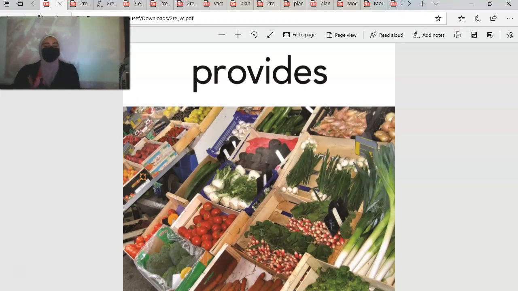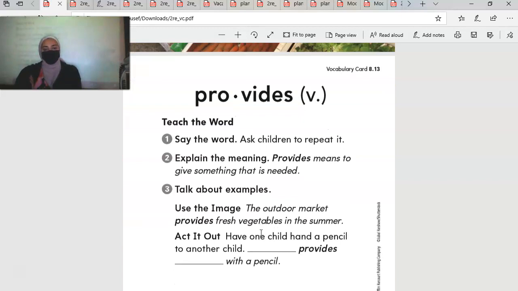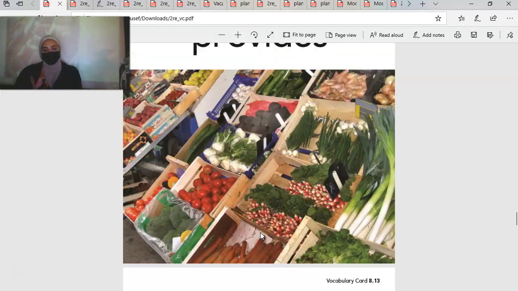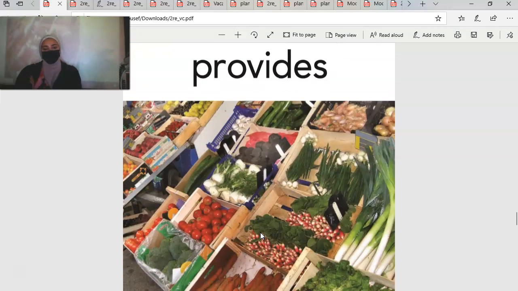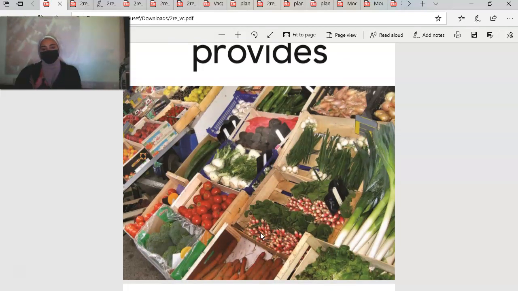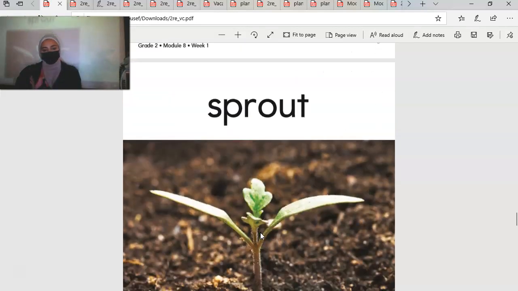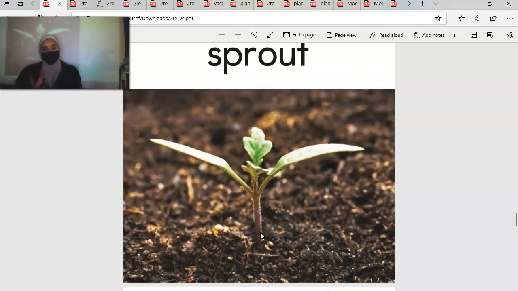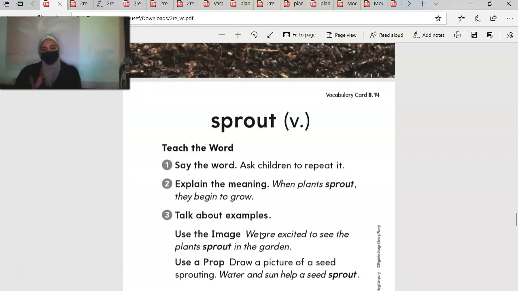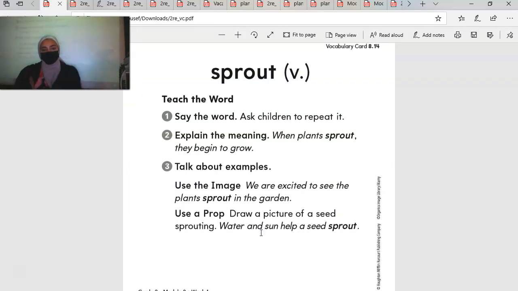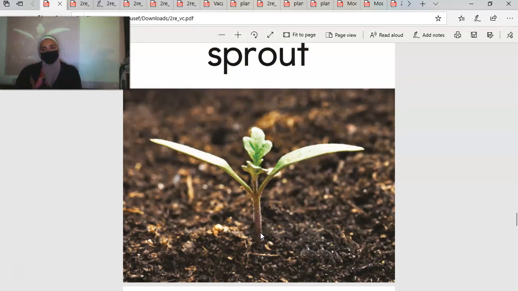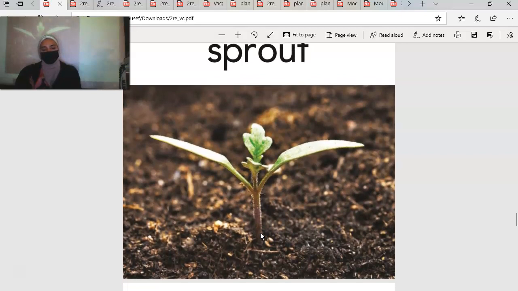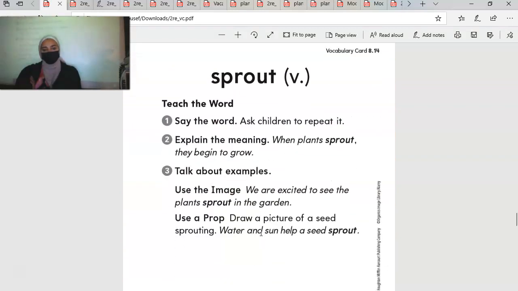Okay, provides is the next one. In this picture, the outdoor market provides fresh vegetables in the summer. So to provide means to give something that is needed. So people need these vegetables, right? So they provide them with the vegetables, things that they need. Sprout. Oh, look, the little plant has sprouted out of the ground. Sprout. We are excited to see plants sprout in the garden. When plants sprout, that means they begin to grow. So the plant finally sprouted out of the ground, so it started to grow.